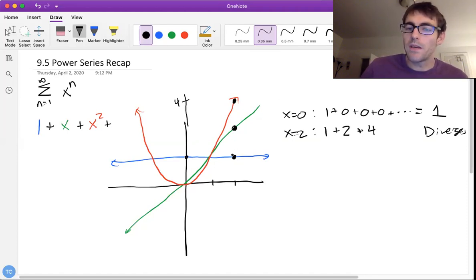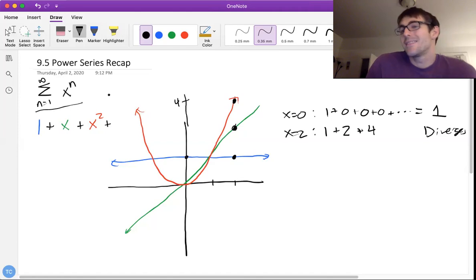Because these numbers are not approaching 0, in fact, they're getting bigger and bigger, this series, 1 plus 2 plus 4, diverges. So we say that our power series is not defined at x equals 2. In fact, it diverges at x equals 2. But it converges at x equals 0, so we want to know where's the cutoff. What are the values of x where this thing actually converges?